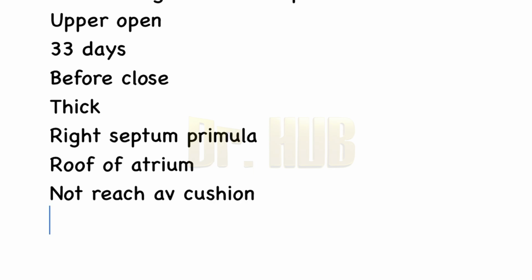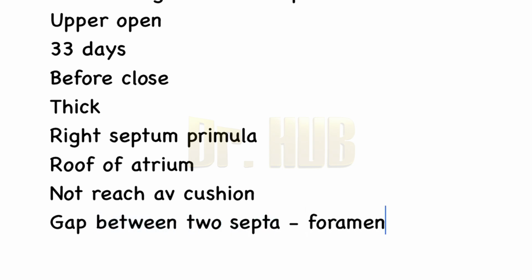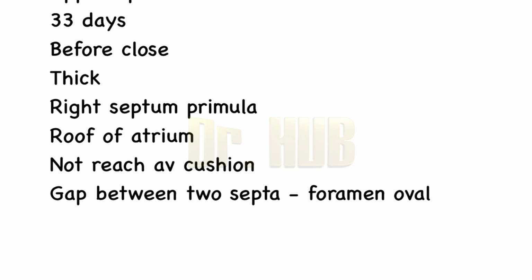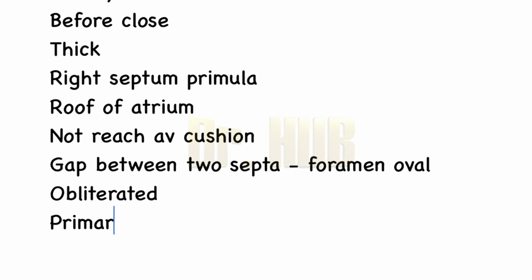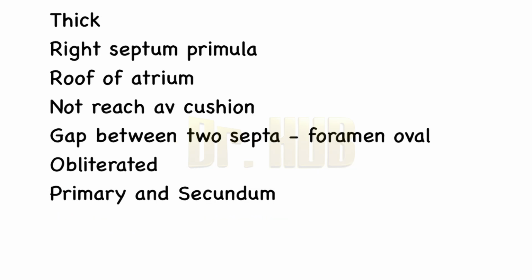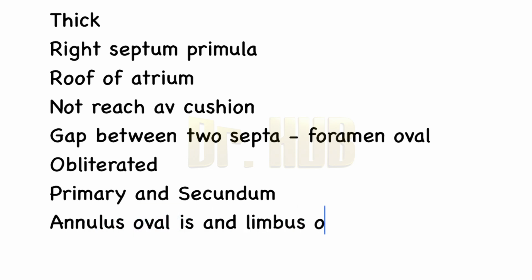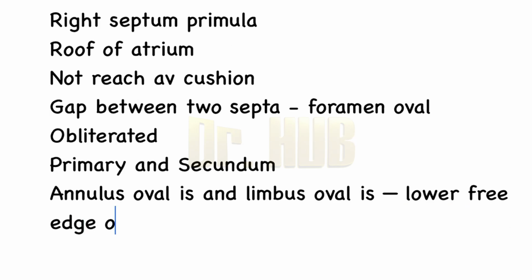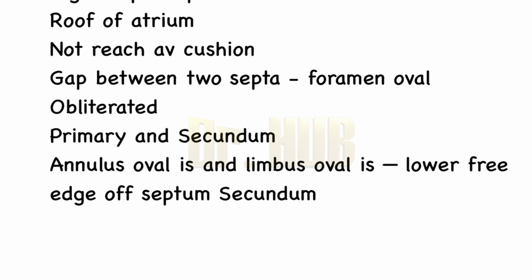Next, the gap between the two septa is known as the foramen ovale. The foramen ovale is later obliterated by the fusion of the septum primum and the septum secundum. In terms of adult anatomy, the annulus ovalis and the limbus fossae ovalis are the lower free edge of the septum secundum, while the floor of the fossa ovalis is the septum primum.